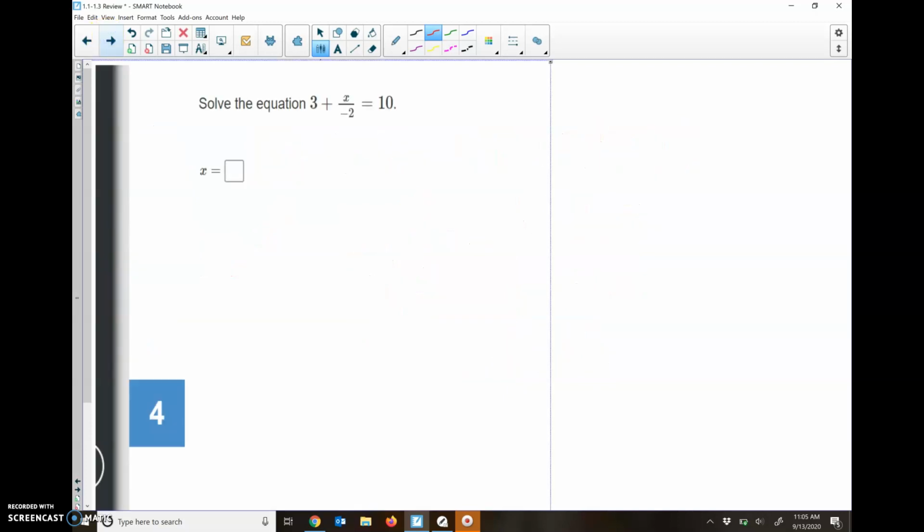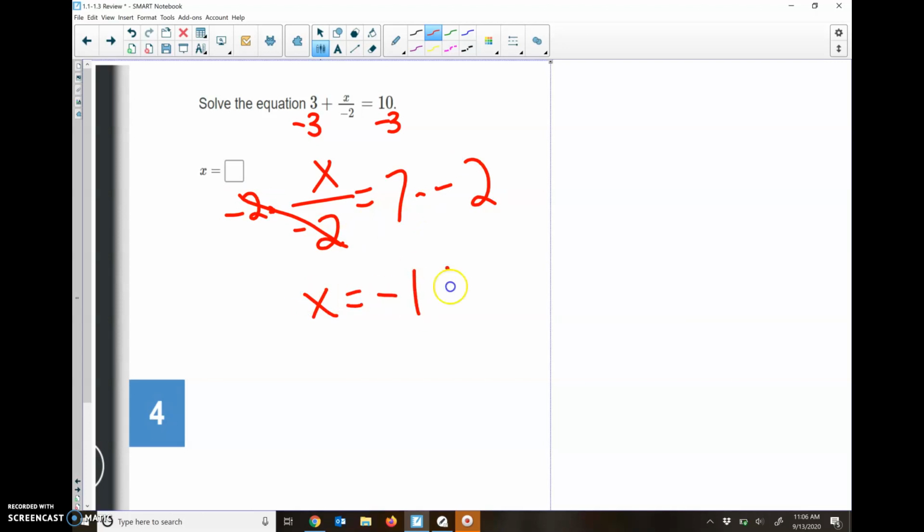All right, number 4, solve the equation. Now this time it's 2 steps. So we have 3 plus x divided by negative 2 equals 10. So since it's a positive 3, I'm going to end up subtracting 3 from each side. So I have x divided by negative 2, 10 minus 3 is 7. Then I have x divided by negative 2, so I'm going to end up multiplying by negative 2. And 7 times negative 2 is a negative 14. That's going to be my answer there.